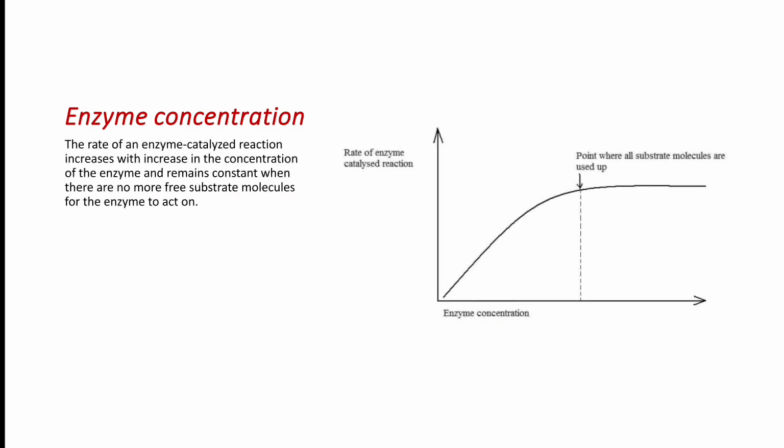Enzyme concentration. How does enzyme concentration affect enzyme activity? So, the rate of an enzyme catalyzed reaction increases with increase in the concentration of the enzyme and remains constant when there are no more free substrate molecules for the enzyme to act on. So what does this mean? This simply means the higher the number of enzymes, the higher the rate of reaction, until all the available substrates have been acted upon and we no longer have substrate for the remaining enzymes to act on. Therefore, the reaction will remain constant.